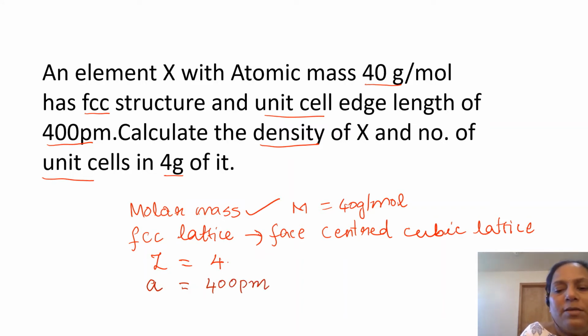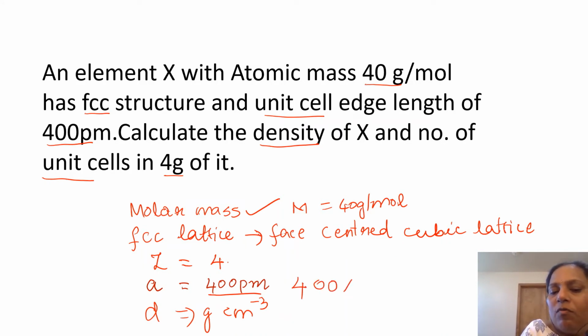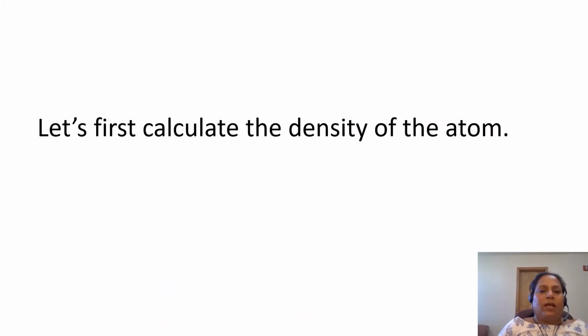What is the unit of density? The density is generally given in gram per centimeter cube. So D, the unit is gram per centimeter cube. Therefore, A, you have to write it in terms of centimeter. So it is 400 picometer, or 400 into 10 to the power of minus 10 centimeter. So from this data, we have to find the density and also the number of unit cells in 4 grams of the atom. Let us first calculate the density of the atom.